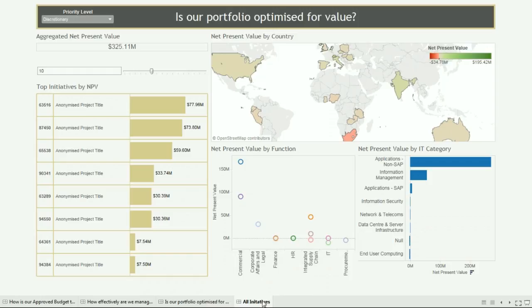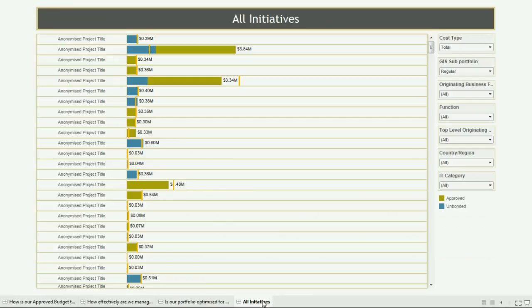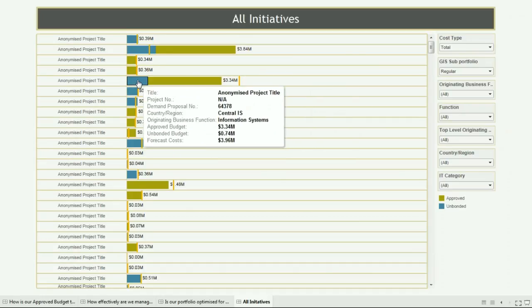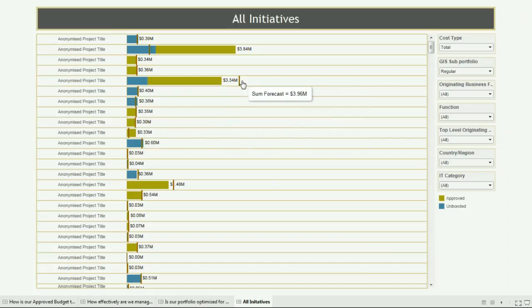A fourth dashboard that we mocked up to use internally, which I'm only going to show you briefly, was effectively to show any forecast outliers for us to engage with the responsible owners. So you'll see here per project we've got the green bar, which is associated to our approved budget. The blue is referring to the unbonded, the authorization that we've called off against that budget. And then the line here is the current forecast that sits within our portfolio and project management tool.